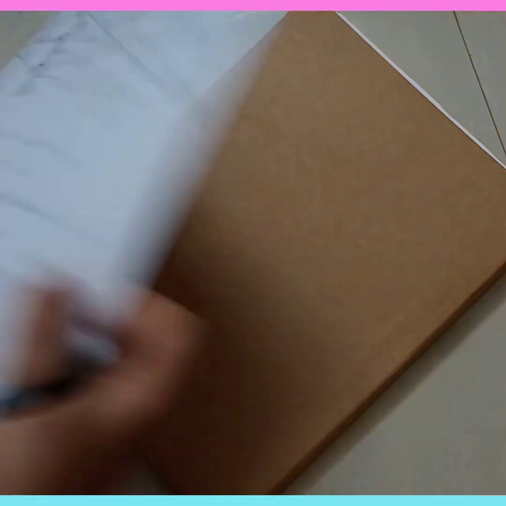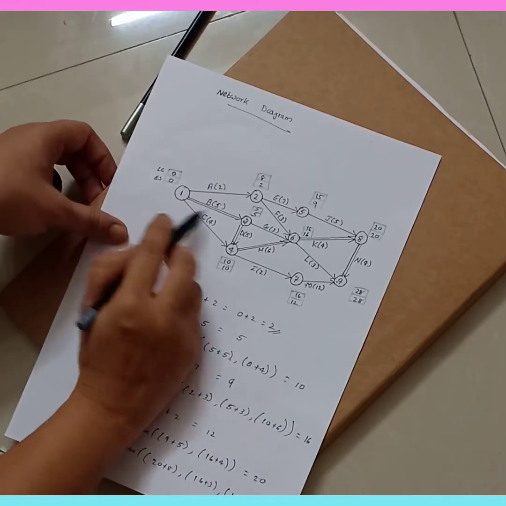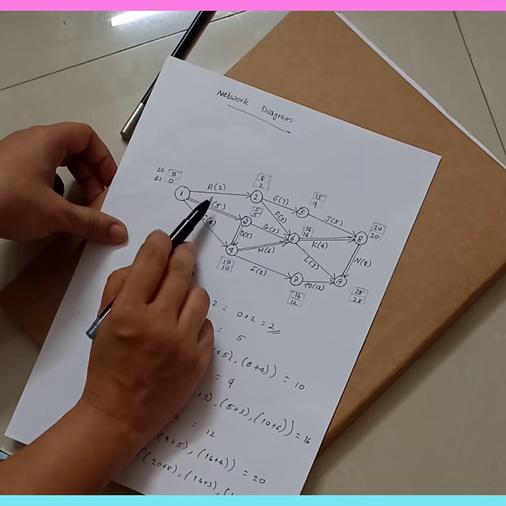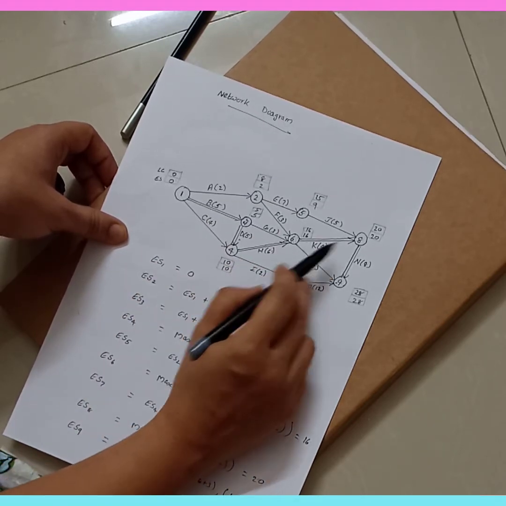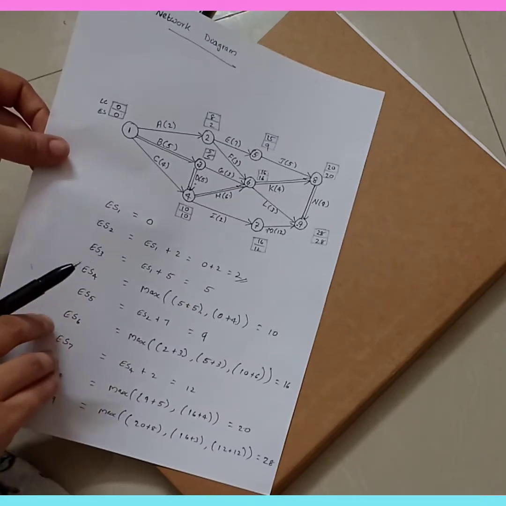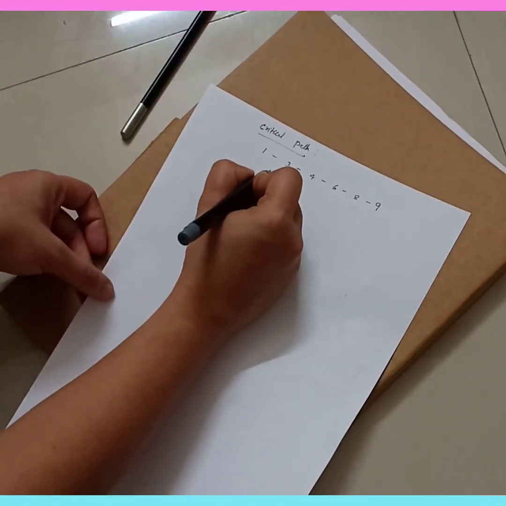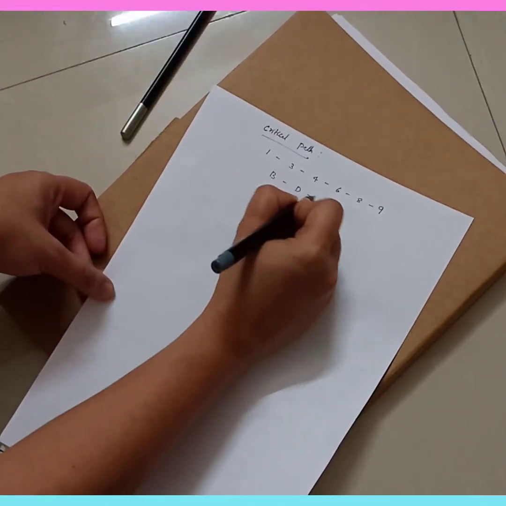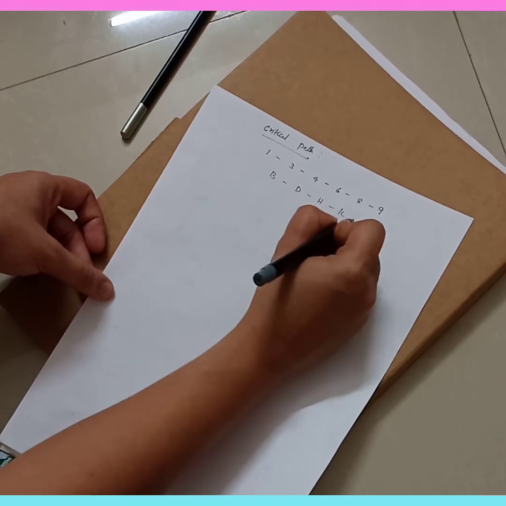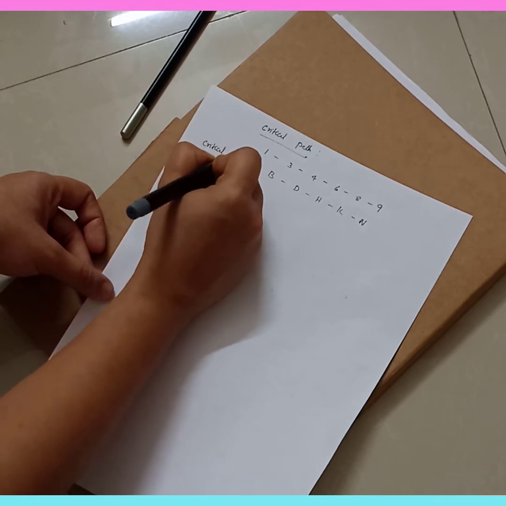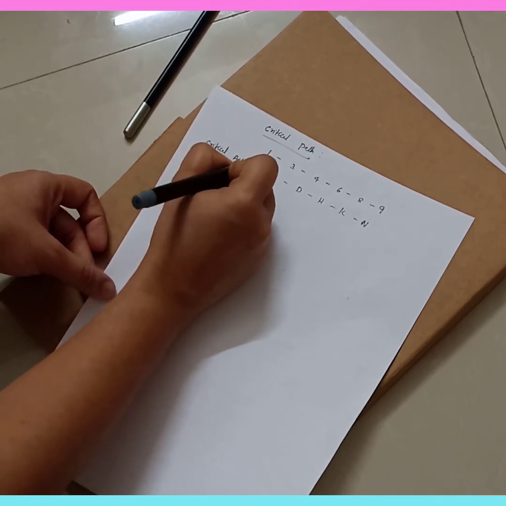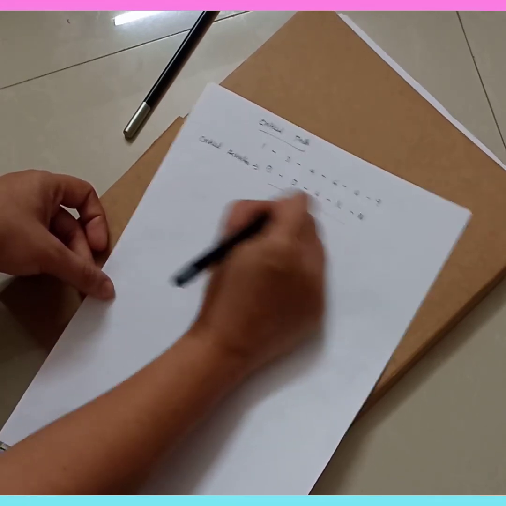Now, if you are writing it activity wise, which is the critical activity? 1 to 3 is B, D, H, K and N. B, D, H, K and N are the critical activities. Okay, these are the critical activities.